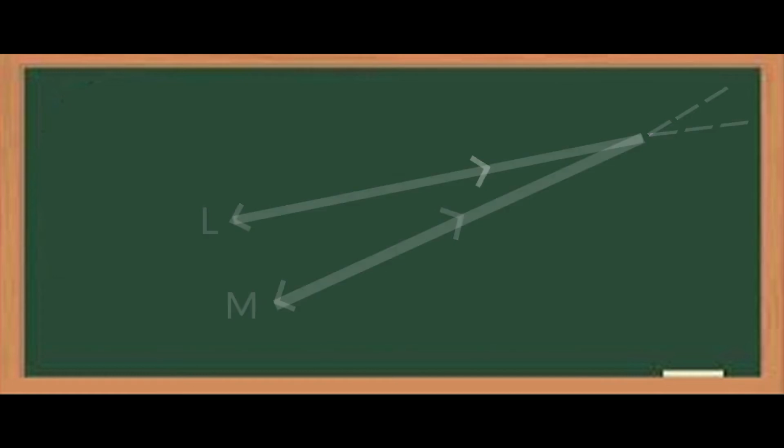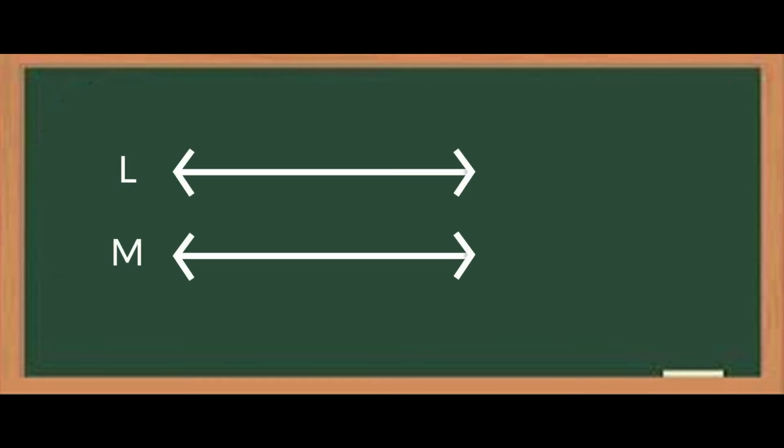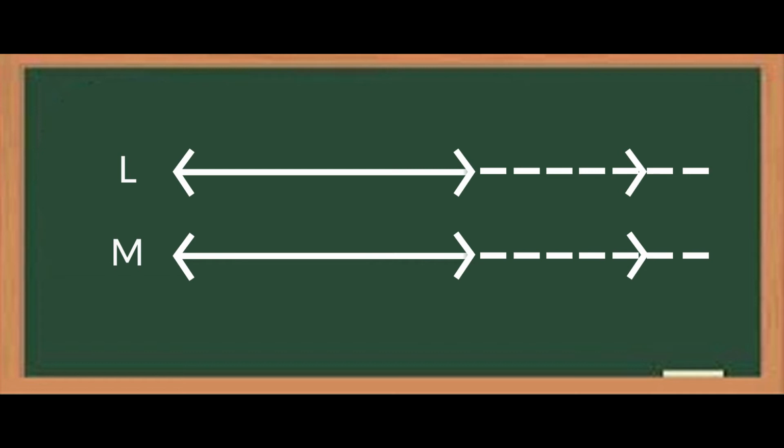Now let us take another 2 lines, line L and M. This time we just change the position of the 2 lines. Now tell me, are these 2 lines intersecting each other? No. Now let us extend these lines. Tell me, are they intersecting each other? No. So these lines are called parallel as they do not intersect each other.